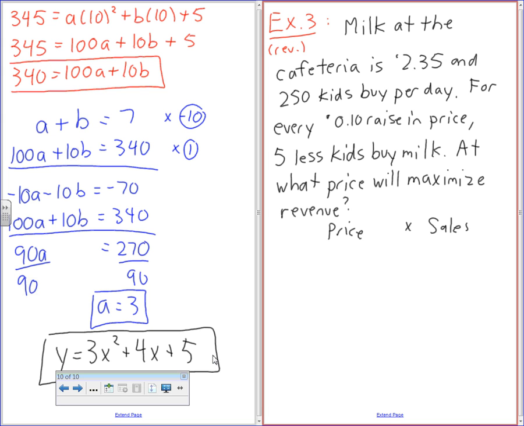Can someone be brave and tell me, please don't use your phone in class, what is the starting price of milk here? $2.35. If the price of milk is $2.35, how many people are buying it? 250 people. It's a lot of milk, but that's okay.